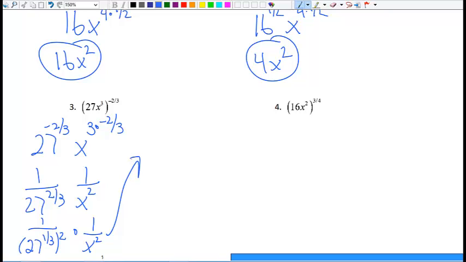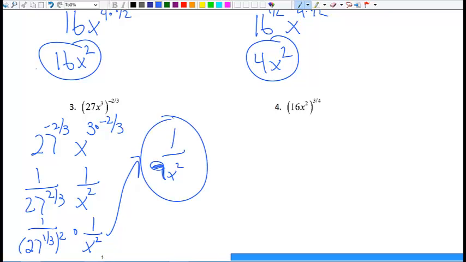And bring it over here. All right, well, 27 to the 1/3, that's just cubed root of 27. That's 3. And then 3 squared would be 9. So our final answer is 1 over 9x squared. And all of that's in the denominator.